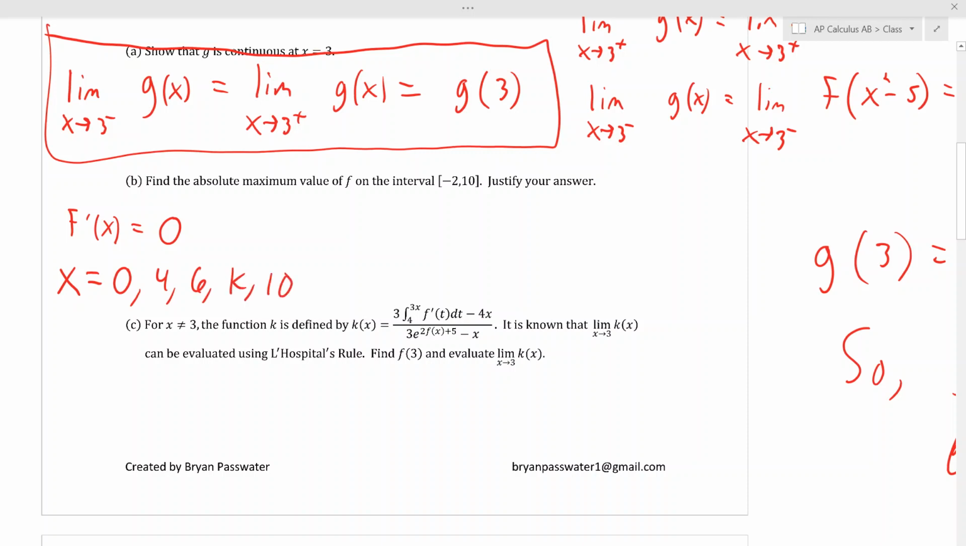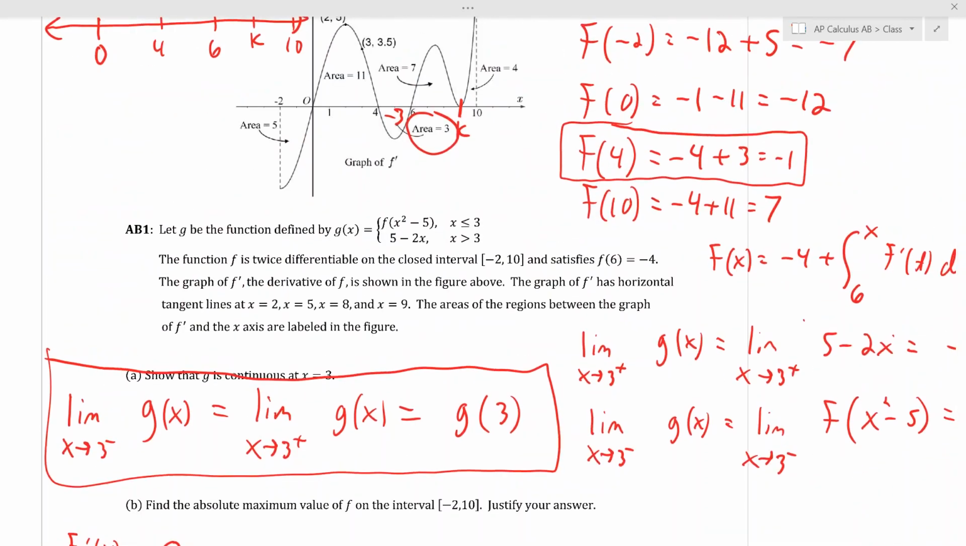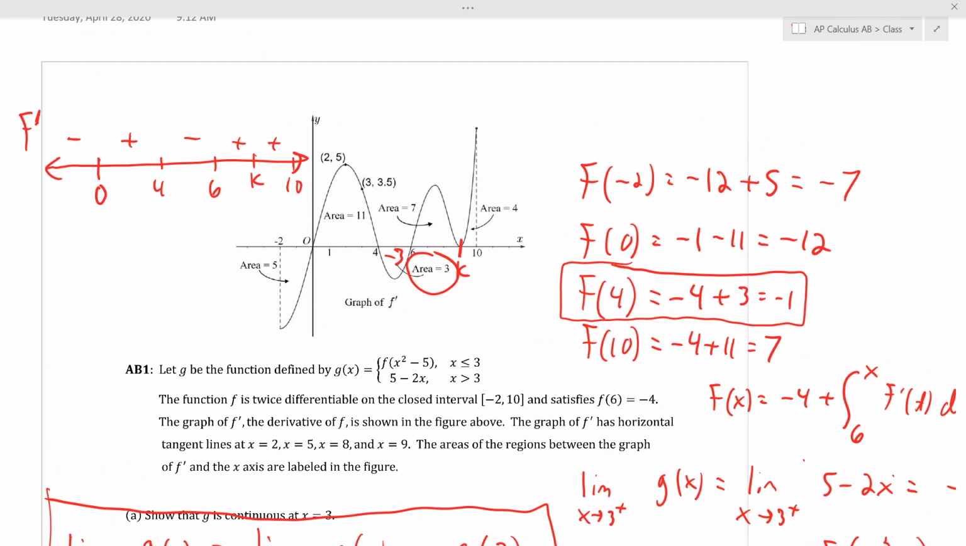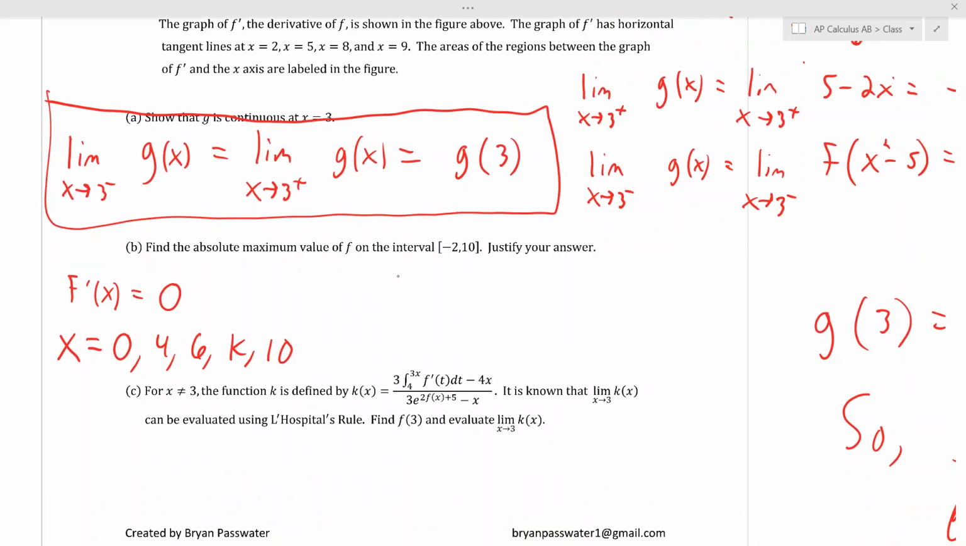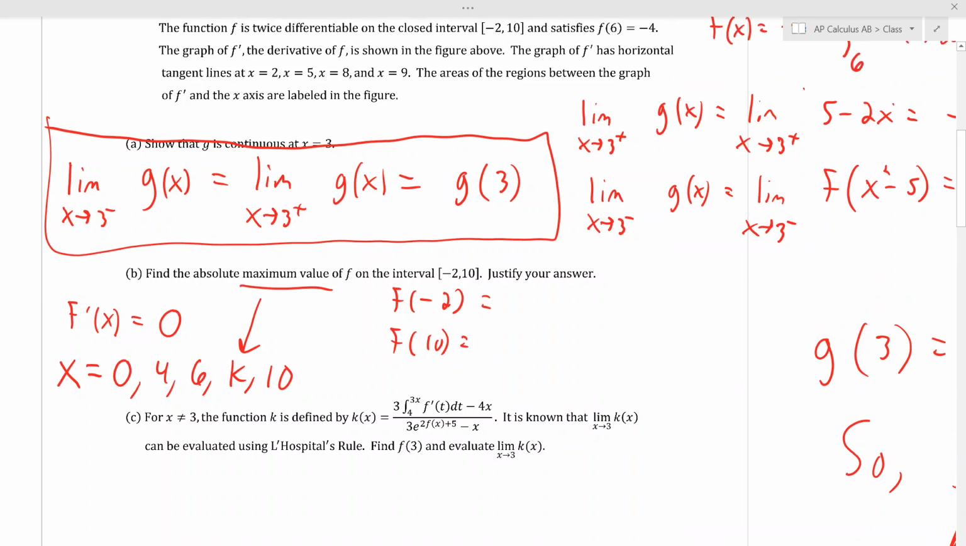And to justify our answer, to show that we're looking for a max, the only points we actually have to check that could be maximums are the endpoints. So we got to check f of negative 2 and f of 10. You can check all the critical values, but because I don't know what k is, I'm just going to check the ones where the derivative changes from positive to negative, since we're looking for a max. And I'm going to write that in a little sentence at the end.